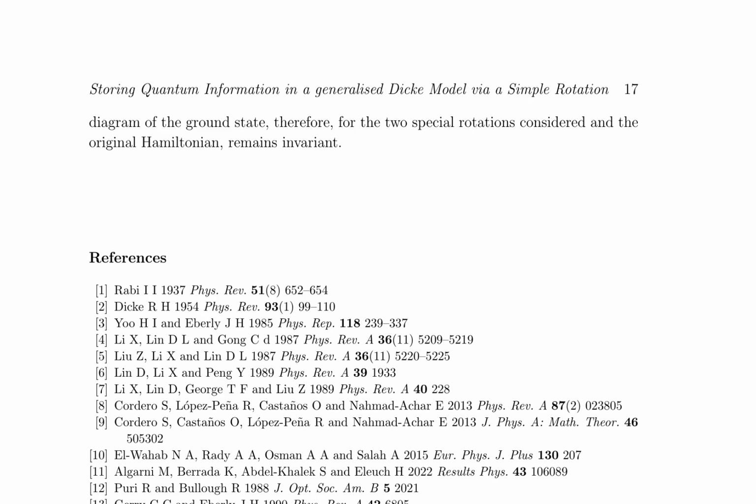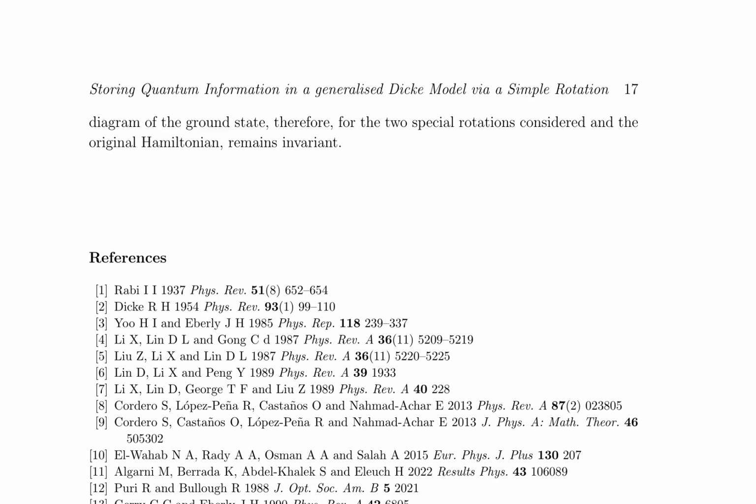The authors focus on the concept of a simple rotation as a means to store quantum information within the generalized Dicke model. This approach involves applying a unitary transformation to the Hamiltonian of the system, which results in the invariance of the ground state diagram for certain special rotations. This invariance is crucial for maintaining the integrity of the stored quantum information.